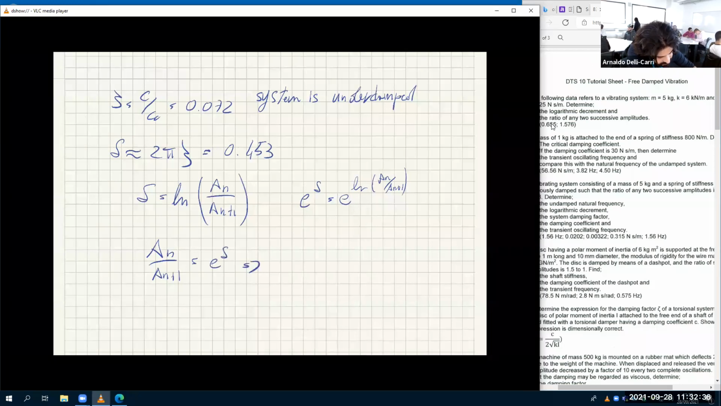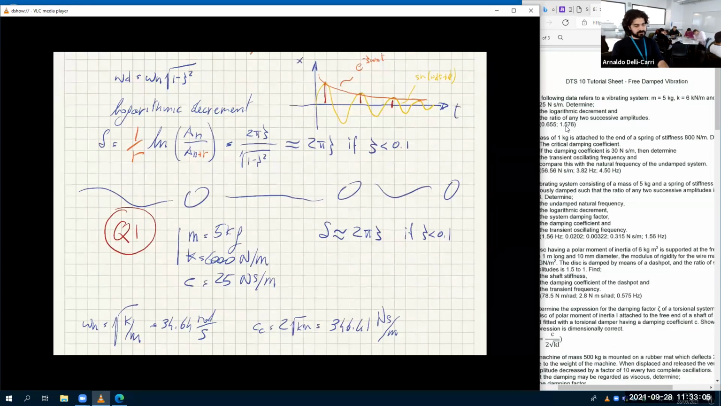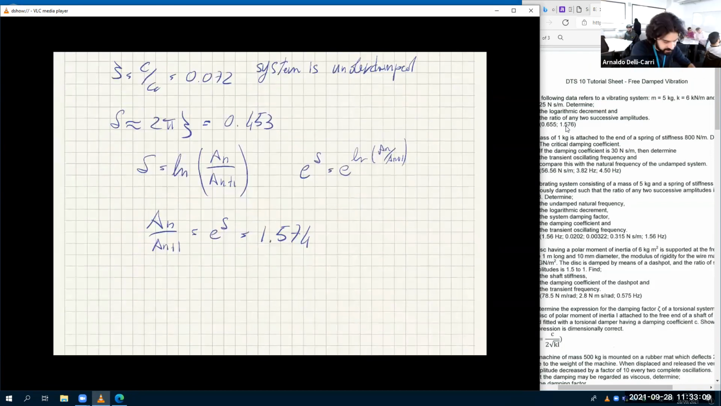So that means that this is equal to e to the power of this, 1.57. There we go, 1.57, 57.3, 57.4, which the solution has at 1.576. That's probably because the solution made use of the full equation. See, very easy, very easy.